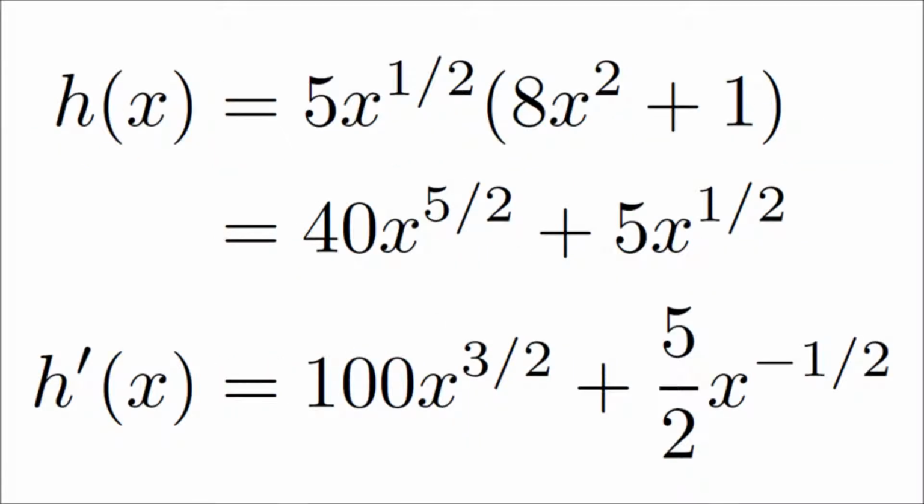If we instead simplify h of x by distributing the 5x to the 1/2 over the 8x squared plus 1, and then take the derivative of 40x to the 5/2 plus 5x to the 1/2, we get h prime of x equals 100x to the 3/2 plus 5/2 x to the minus 1/2, which is the same answer the product rule gave us. So we've seen it in use a few times now. Now let's prove that it always works, provided that f of x and g of x are differentiable.